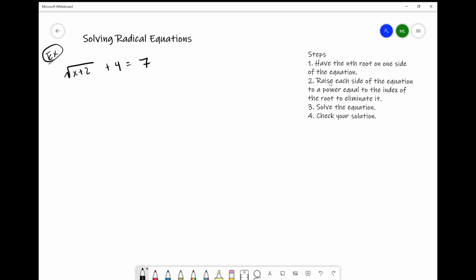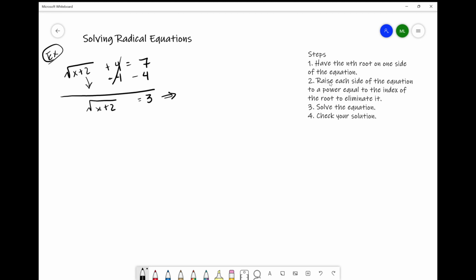First things first, alright, follow our steps. Have the nth root on one side of the equation. So have the radical on one side. Right now it's with the plus 4, so I have to move the 4 to the other side. So I will subtract 4 on both sides. Doing that, these two would cancel out. 7 minus 4 is 3. Then I have the square root of x plus 2, go ahead and bring that down. And I have the square root of x plus 2 is equal to 3.